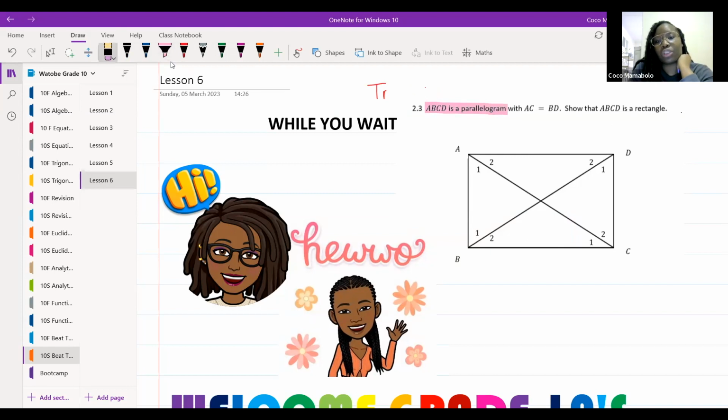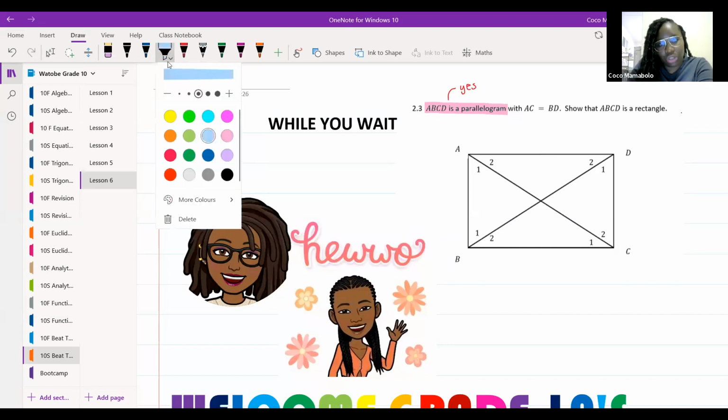So I'm going to ask you guys, if they've told us it's a parallelogram, can we use the properties of a parallelogram in this question? Yes or no? That's yes. Absolutely. Yes. And we can't say no here. We have to say yes because they've told us that it's a parallelogram. So yes, we can use the properties of a parallelogram.